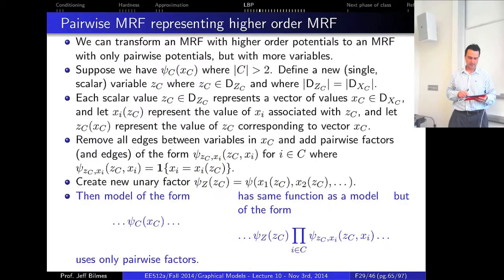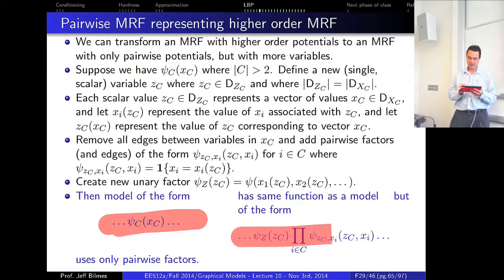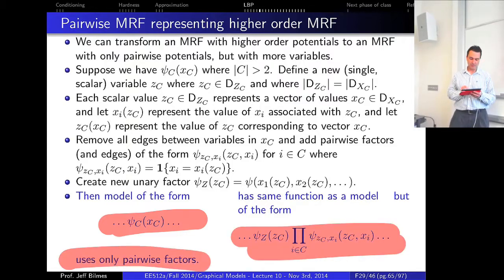So any model that has that factor turns into this model. It has a new variable and this new set of factors, and it uses only pairwise factors. So everything's pairwise again. In some sense you might say, well, isn't this just treating it as a factor graph? And the answer is yes.